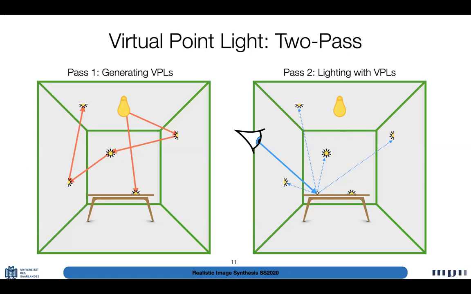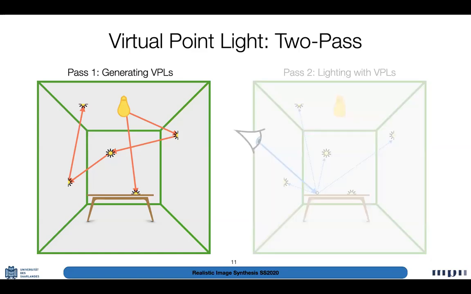Now, this could be really challenging. First of all, if you want to generate VPLs, we would like to find a way to do this efficiently, because there could be parts of the scene which are not visible even by the virtual point lights, where the path cannot reach. And in the lighting also, we don't want to connect to all the VPLs. So let's first look at how to efficiently generate the VPLs.